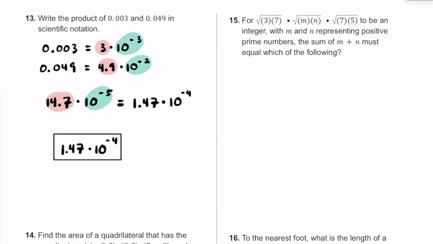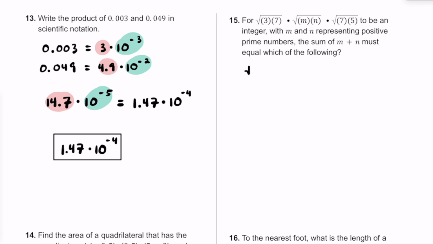Here is 15. In 15, it says for the square root of 3 times 7 times the square root of m times n times the square root of 7 times 5 to be an integer, with m and n representing positive prime numbers, the sum of m plus n must equal which of the following? So obviously we don't have any answer choices here, so let's just ignore that last bit.